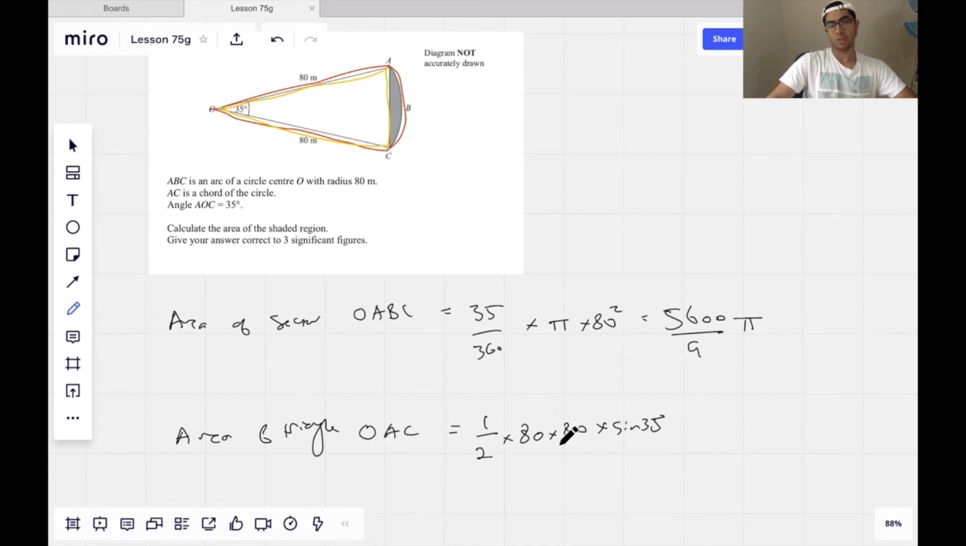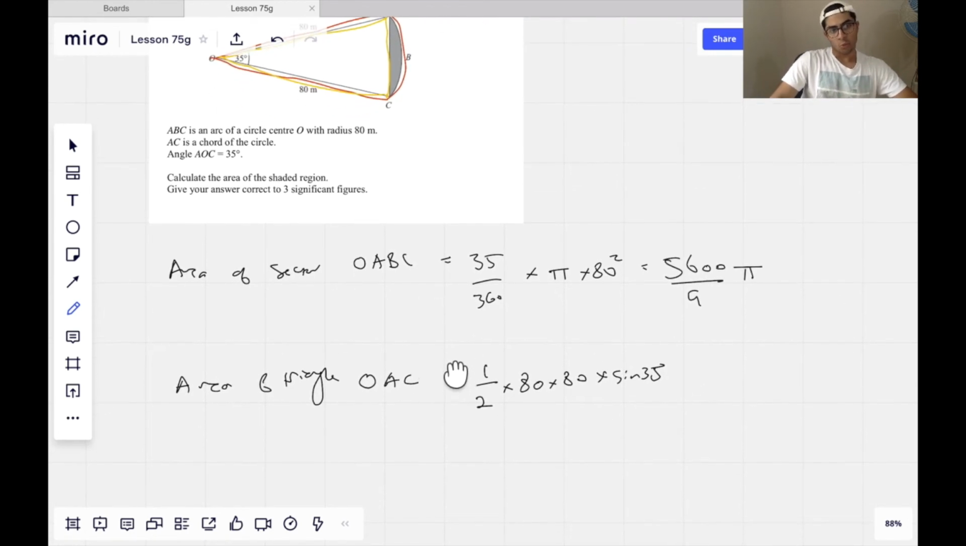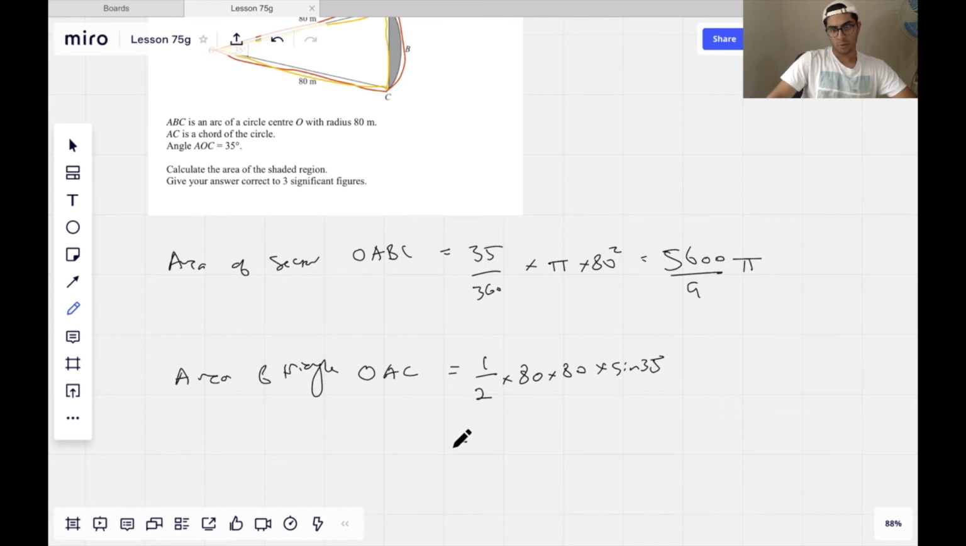And this we know won't really simplify too nicely because sine 35 isn't a nice number. And how do I know that? It's because if you remember your values for sine, 0, 30, 45, 60, and 90 are the nice numbers. Sine 35 isn't a nice number. So you can leave it in this form, or maybe you can do 40 times 80, and then sine 35, which would make sense. So 80 times 40, which is 3,200 sine 35.